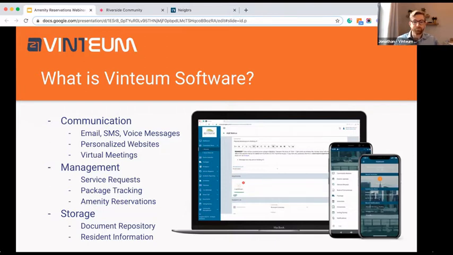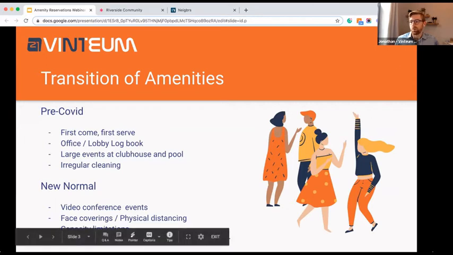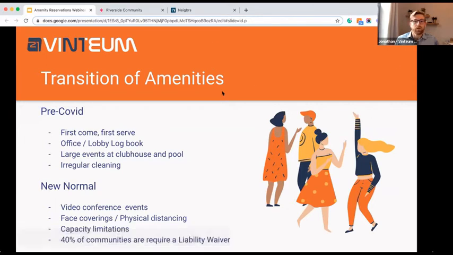From here, let's dive right into the transition of amenities over the past couple months, right? Pre-COVID, a lot of these amenities were first come, first serve. Oftentimes there's a log book or something in the lobby. If I'm looking at the poll, a lot of folks are saying that they don't even track reservations or they have a physical log book.